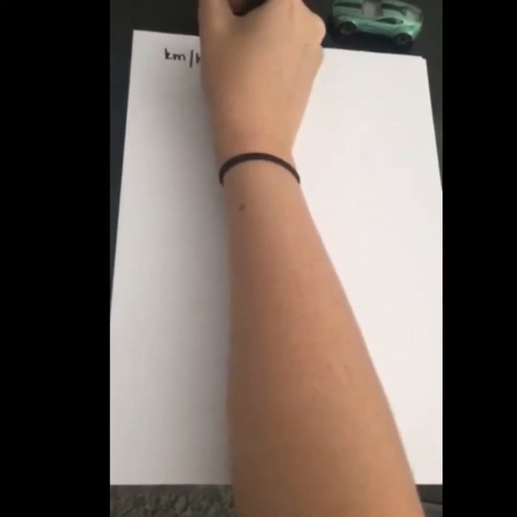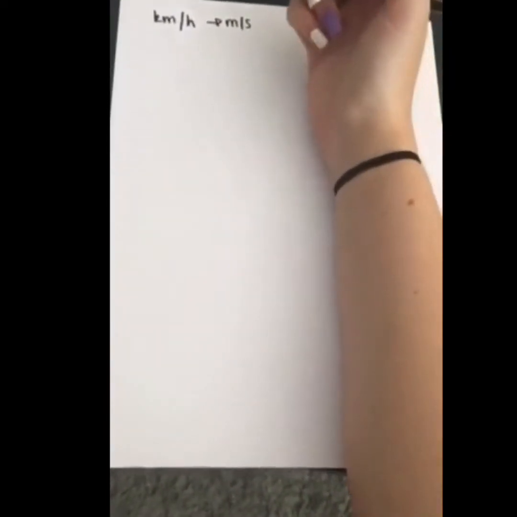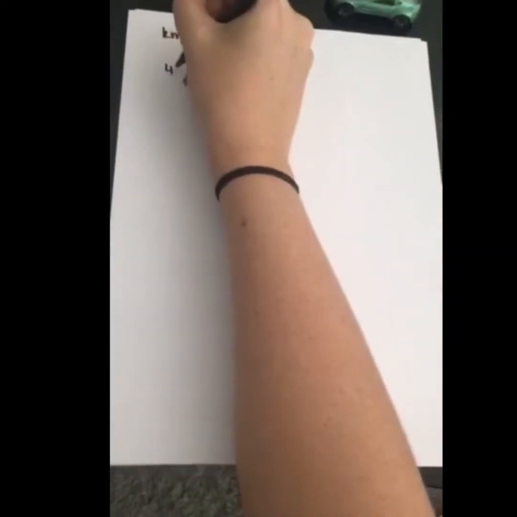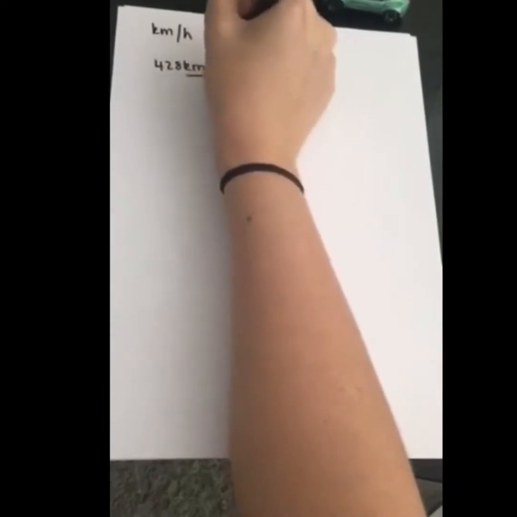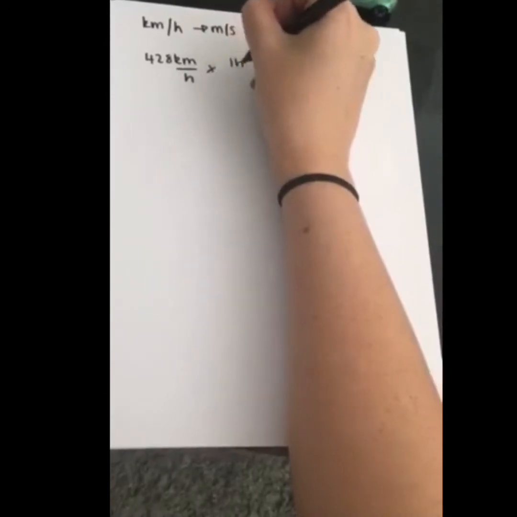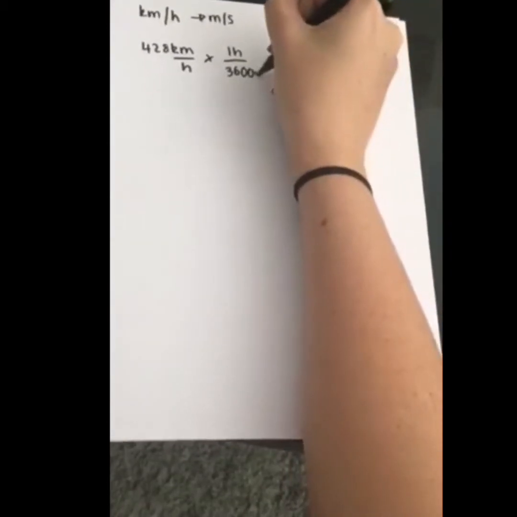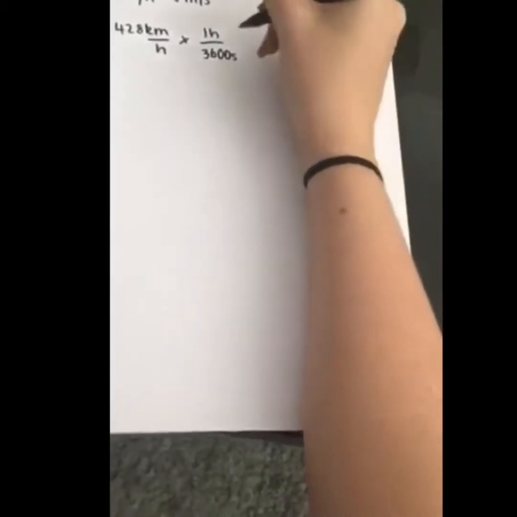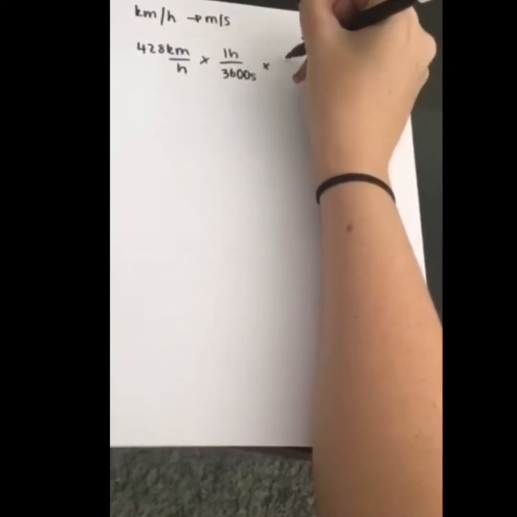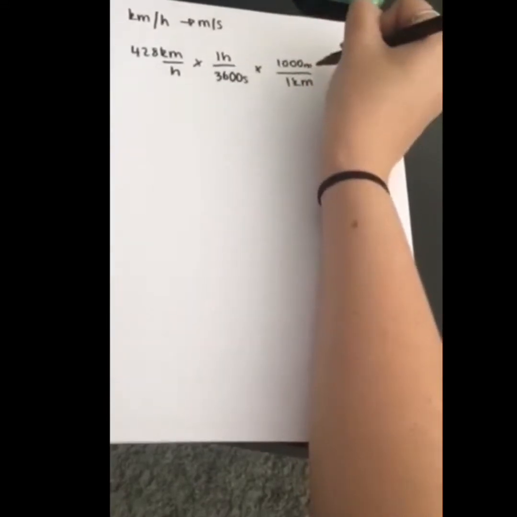Well, first we want to convert the speed from kilometers per hour to meters per second. Now, this is because our goal is to measure the speed in a metered classroom. So to do that, we need to do the following. We've got 428 kilometers per hour, putting it into a fraction form. We then need to multiply that by 1 hour on 3,600 seconds, because that's how many seconds are in an hour. We then need to multiply all of this by 1,000 meters on 1 kilometer. That's how many meters are in a kilometer.